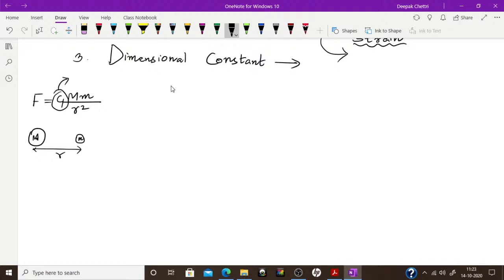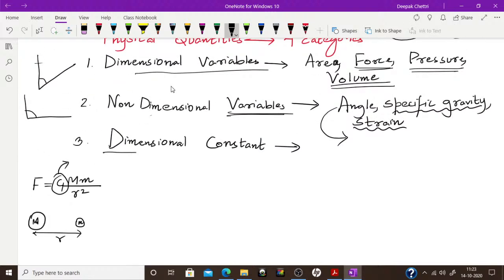So these types of quantities fall under this category. Why? Because this is a constant whose value is G equals 6.67 times 10 to the power minus 11 Newton meter square per kg square. These quantities are constants, but they also have dimensions. We can find the dimensions from here. We will put the dimension of force, mass and distance, and we can get the dimension of G also. We will see that later, but just understand what a dimensional constant is. It is a quantity which has a dimension but is also a constant, for example G.